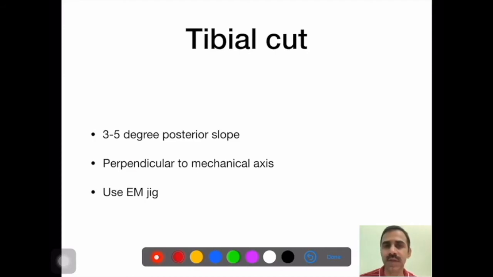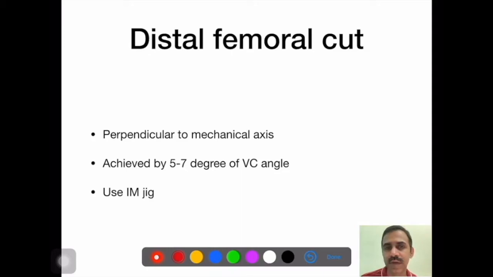How will you take the tibial cut? There is 3 to 5 degrees of posterior slope and it should be perpendicular to the mechanical axis, and this is achieved using the extramedullary jig. The distal femoral cut is achieved with a 5 to 7 degrees of valgus angle, and should be perpendicular to the mechanical axis, and we do this using the intramedullary jig.